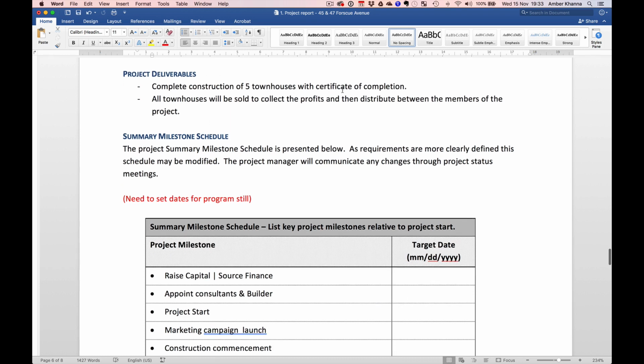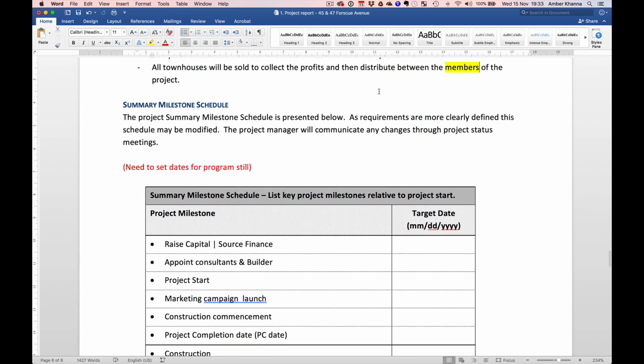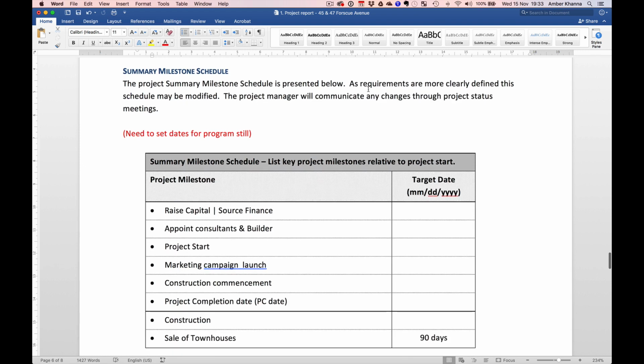So, complete construction of 5 townhouses with certificate of completion. All townhouses will be sold to collect the profit and then distribute it between the members. Instead of members, I would put unit holders and shareholders, so that there are no members of the project as such. When you get into the actual vernacular of this industry, in projects, it's shareholder and unit holder.